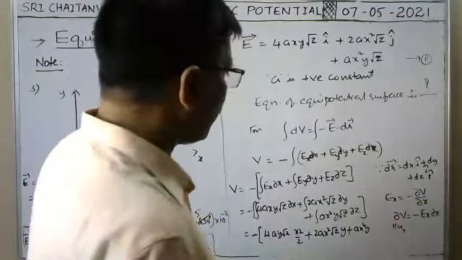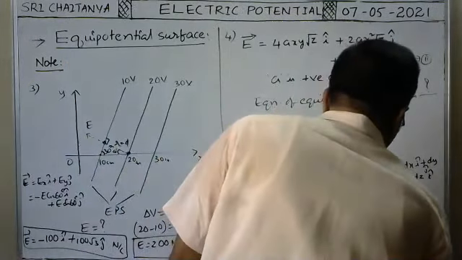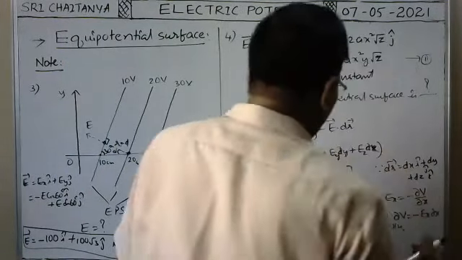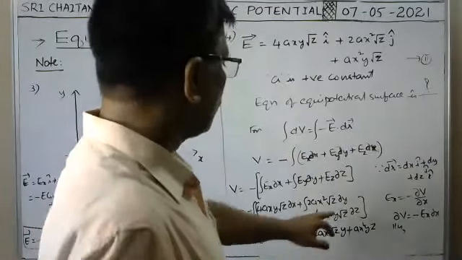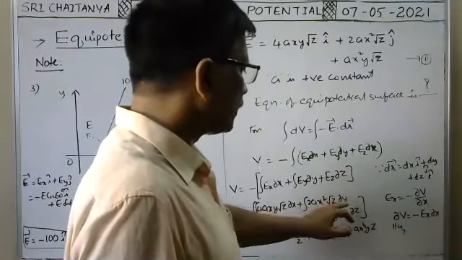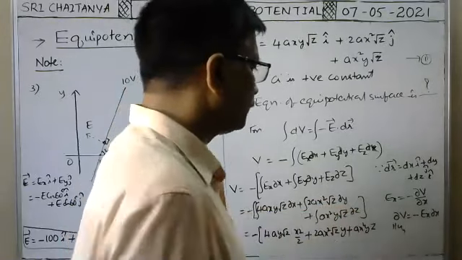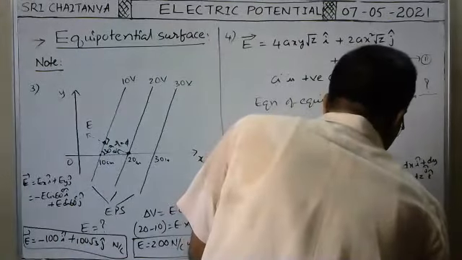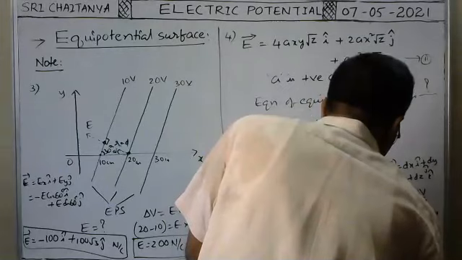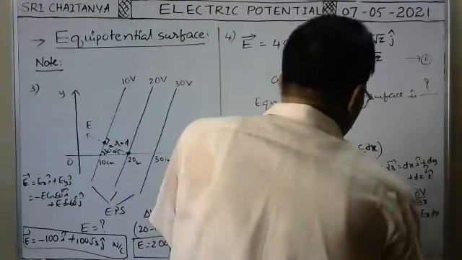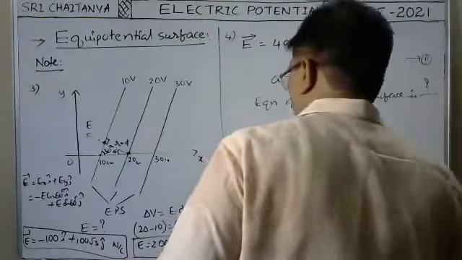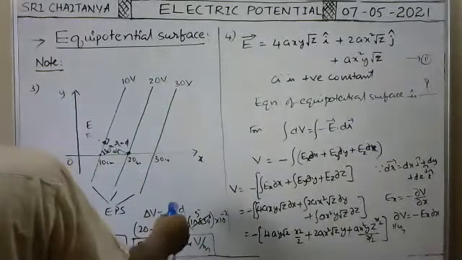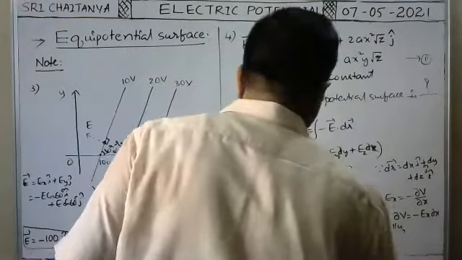Z power 3 by 2. You already get it now. Z to the power of half plus 1, that means z to the power of 3 by 2 divided by 3 by 2. Because it is the integration of that. This is the value. Note down.